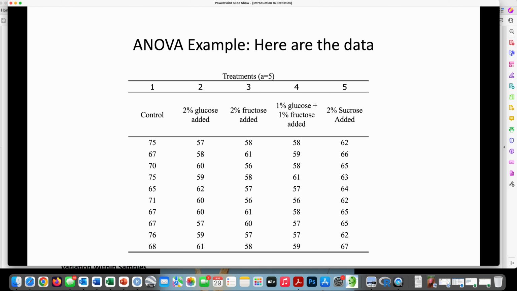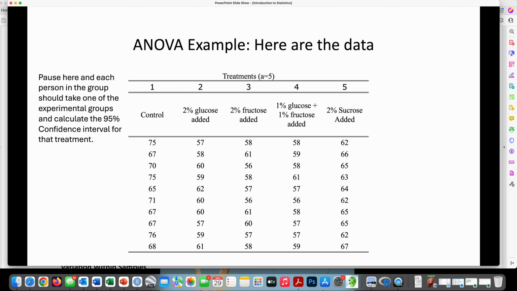So we can go back to these data, and what I want you to do is pause here, and each person in a group, if you have groups of 4, you've already done the calculations for the control. They need to calculate the mean and the 95% confidence intervals. One person needs to do 2% glucose, another person do 2% fructose, another person do 1-to-1, and a fourth person do the 2% sucrose. And just pause, let them do those calculations, and then bring them back together once that's done.